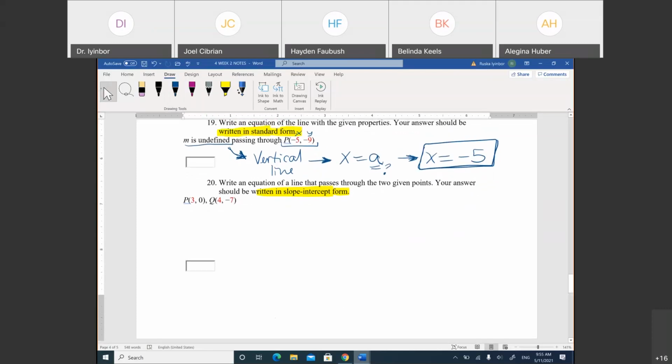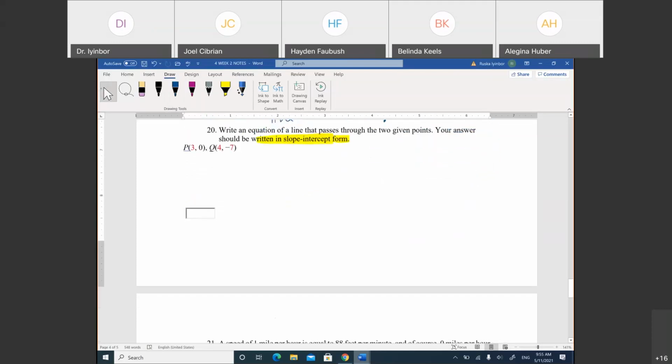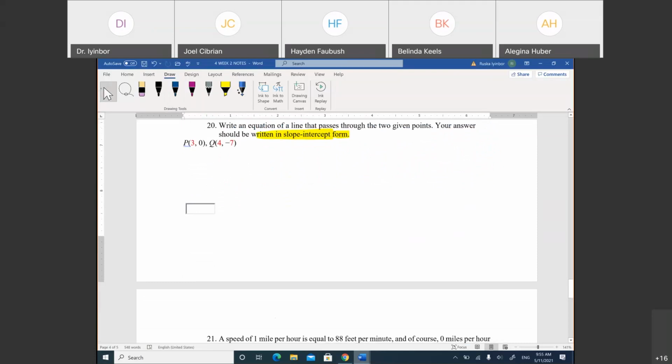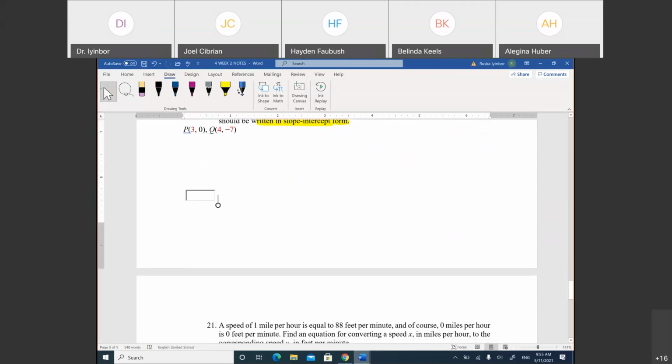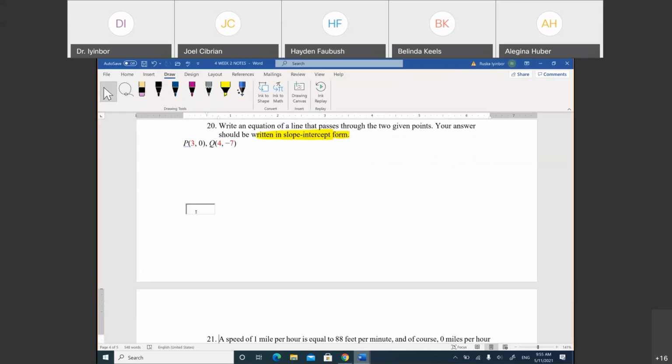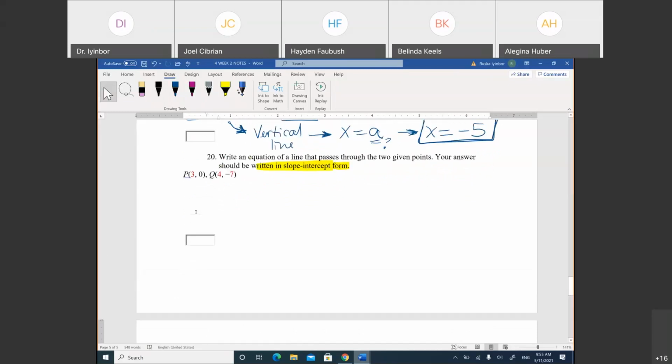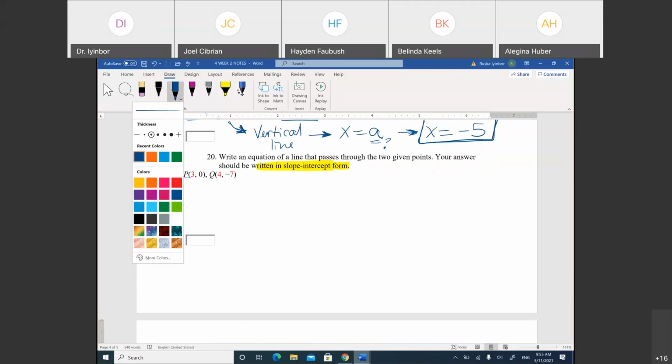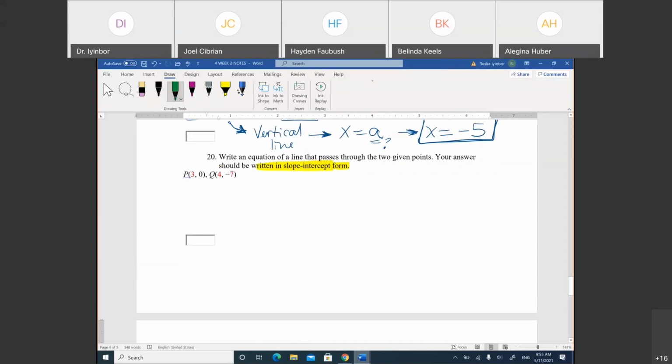Okay, let's go ahead and do number 20. Number 20, we have to get the equation of a line passing through 2 points now. So we don't have the slope given, we have 2 points. So how are you going to find the equation? You're going to start first with finding the slope, and then you're going to find b, and then you're going to get the equation.